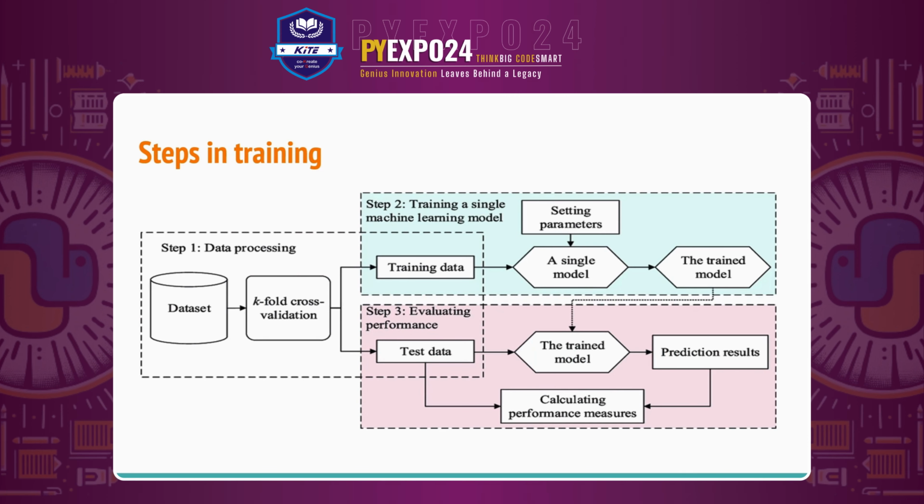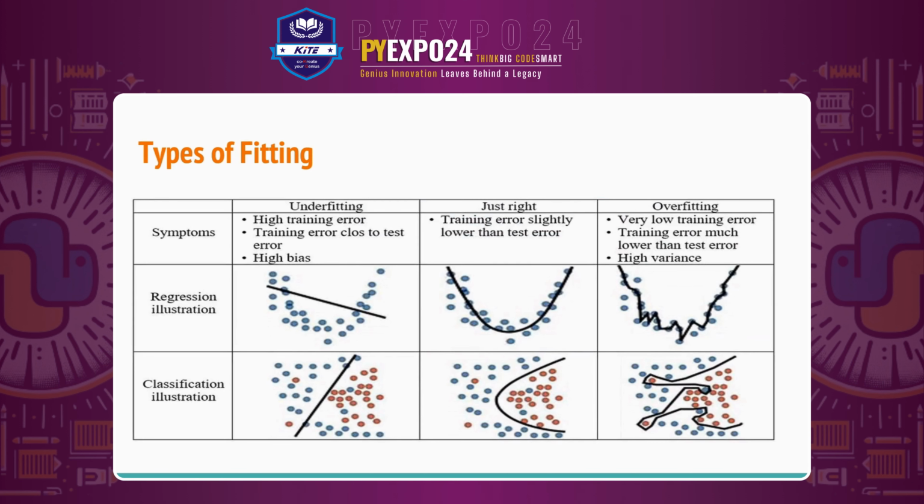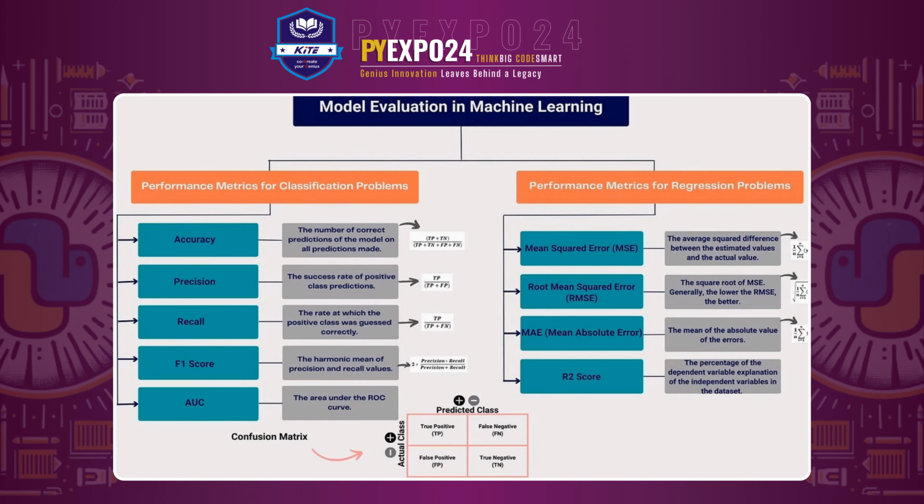The steps in training an ML model include data processing, training a model, and evaluating its performance. In machine learning, there are three types of fitting: underfitting, overfitting, and appropriate fitting. Overfitting is the scenario when a model performs very well in training but results in poor performance in testing. When a model is not trained properly and unable to perform in testing, it is known as underfitting.